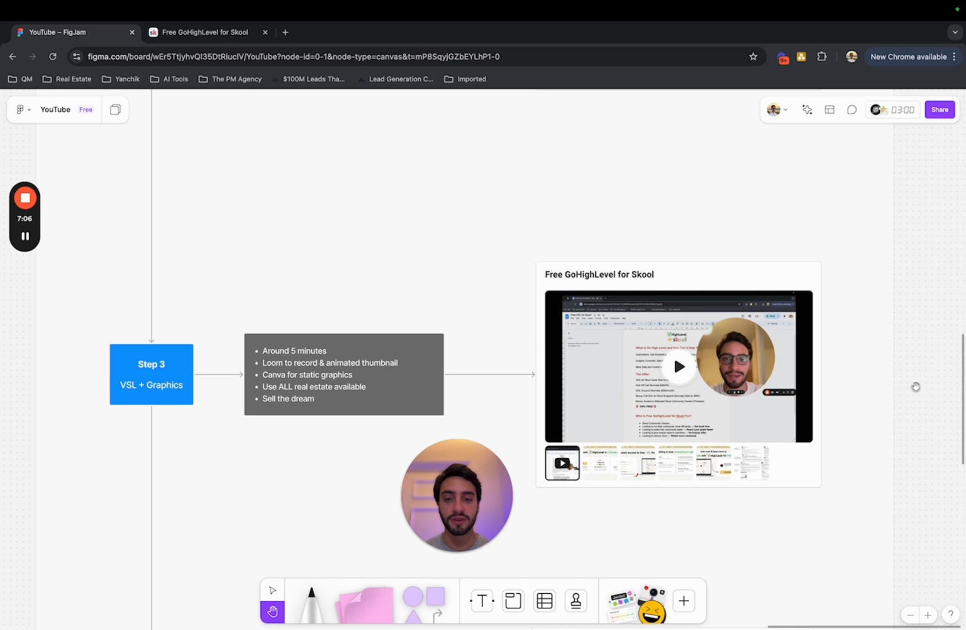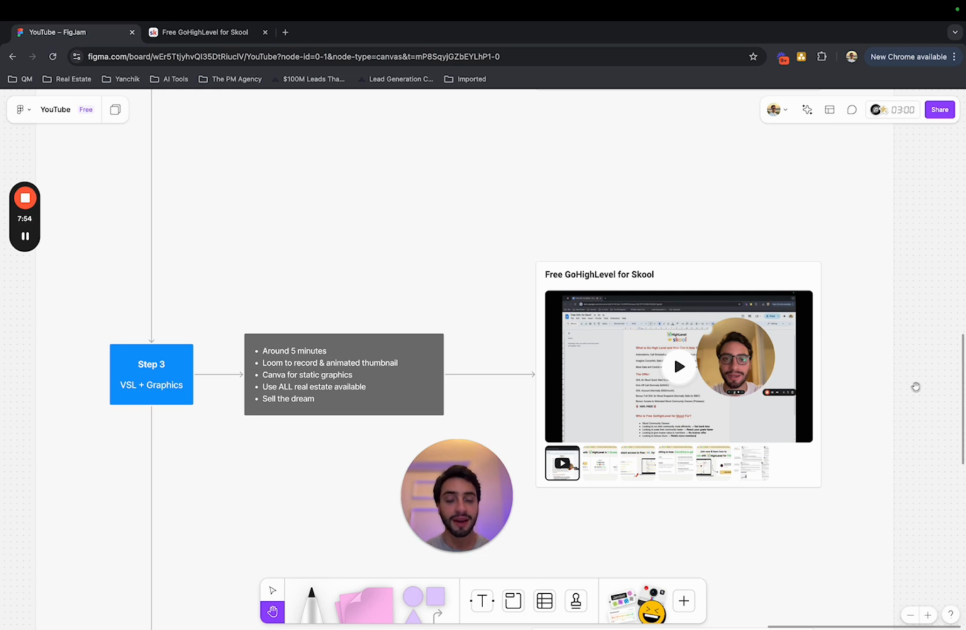Now, this third step is your VSL and your graphics. And I would argue that your VSL is what's going to make or break your about page. Because at the end of the day, most people are not going to bother reading anything. They're instead just going to watch your VSL. So you need to make sure that this VSL, video sales letter, is the best it can possibly be.